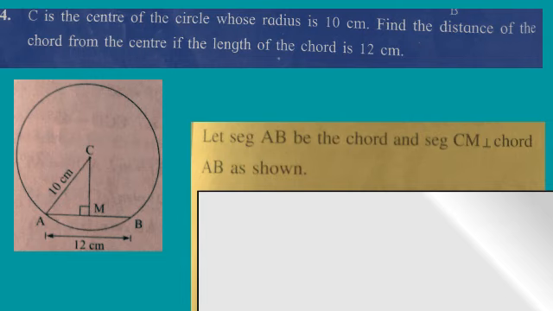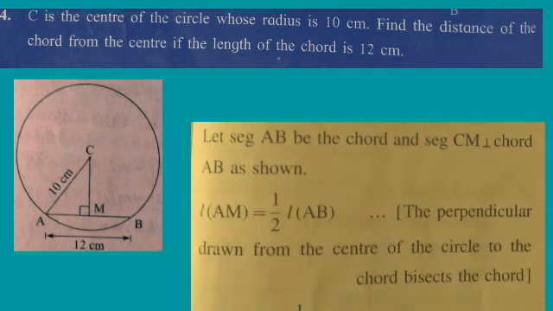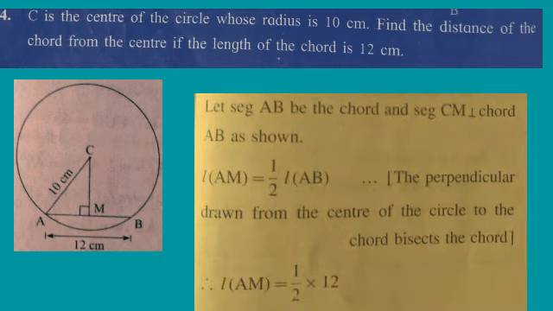After that, if you look carefully, we can see that the property of the chord is applicable here. So we have to write the property, and on the basis of that we can find the length of AM. So AM is equal to 1/2 into the length of AB. According to the property, which we write in the bracket, the perpendicular drawn from the center of the circle to the chord bisects the chord.